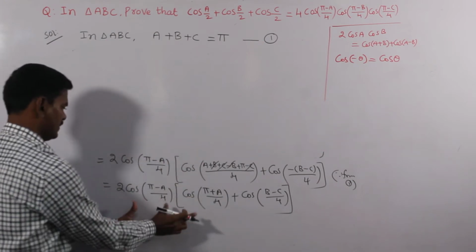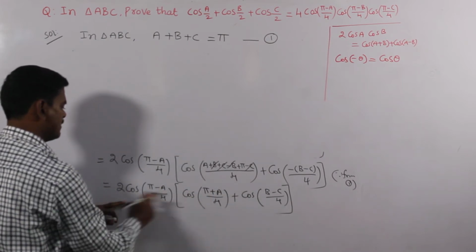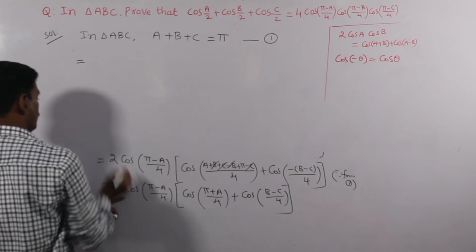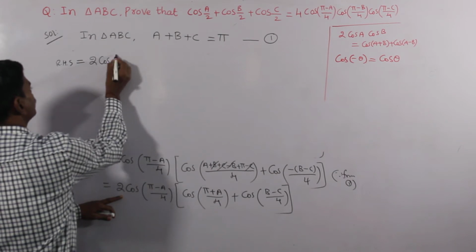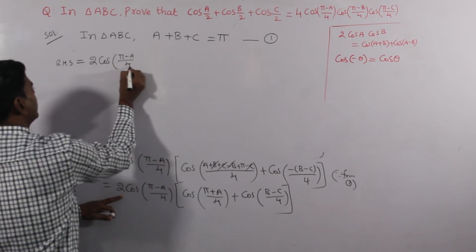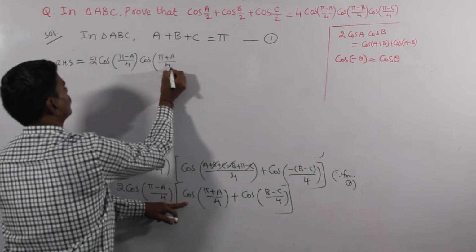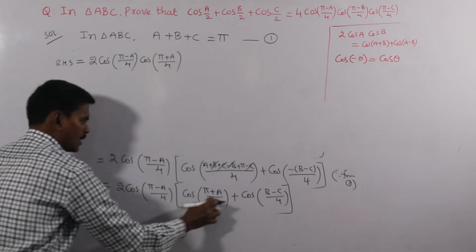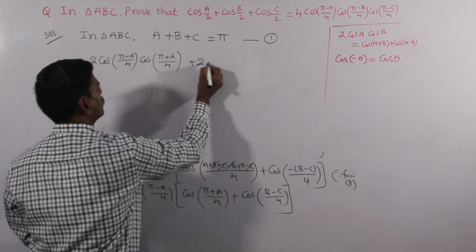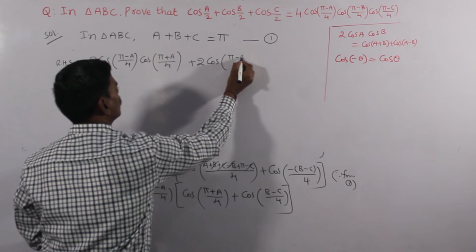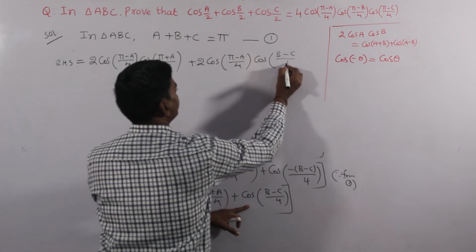Now, to write the next step, all of you observe here. Now the possible simplification is finished. Now we can multiply. So this is the RHS now: 2 cos of (pi minus a) by 4 into cos of (pi plus a) by 4. Okay, this one into this one, plus again this one into this one: 2 cos of (pi minus a) by 4 into cos of (b minus c) by 4.